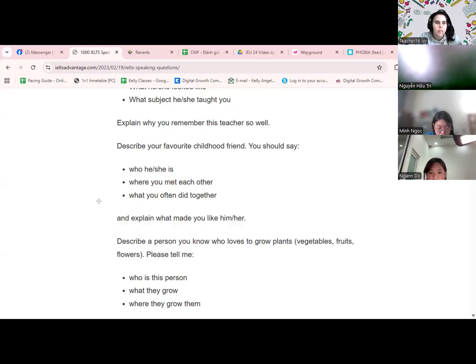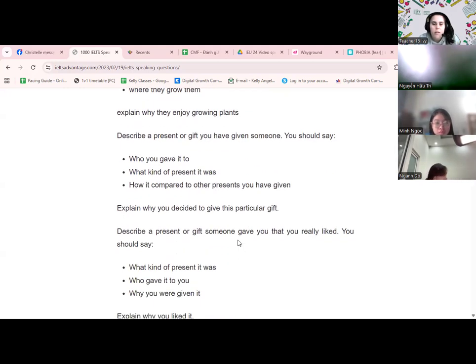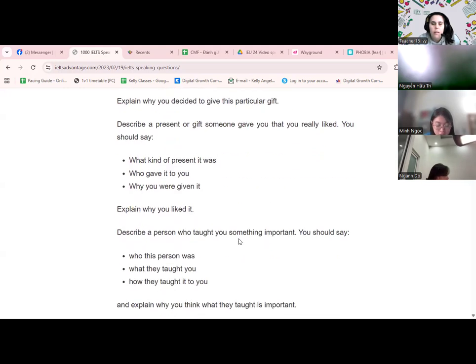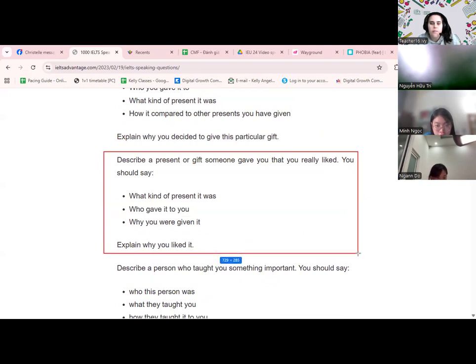Perfect. Okay, let's see. Mingnok, it's your turn. Okay. Describe a present or a gift someone gave you that you really liked. You should say what kind of present it was, who gave it to you, why you were given it, and explain why you like it. You have 1 minute to prepare. You may start preparing, Mingnok.